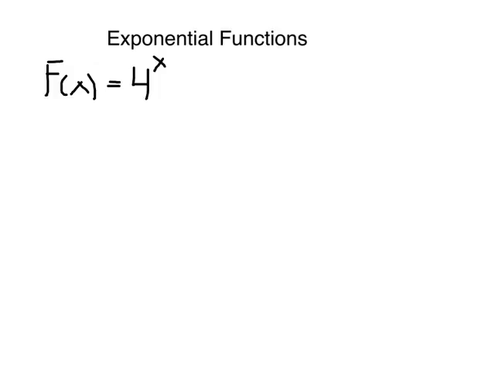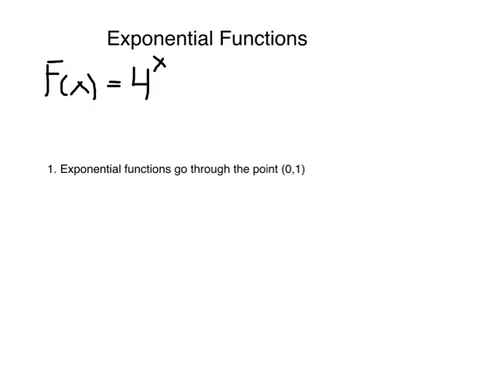The variable is what changes, so we can plug values in for x. If I were to take x to the 0 power, 4 to the 0 is 1. If I took x equal to 1, it'd be 4 to the first power, which is 4. If I were to plug 1/2 in for x, 4 to the 1/2 power means the square root of 4, which would be 2. So exponential functions have very specific properties.